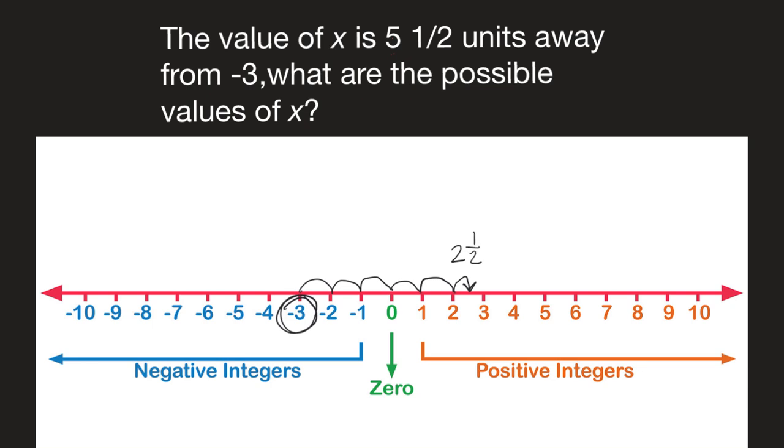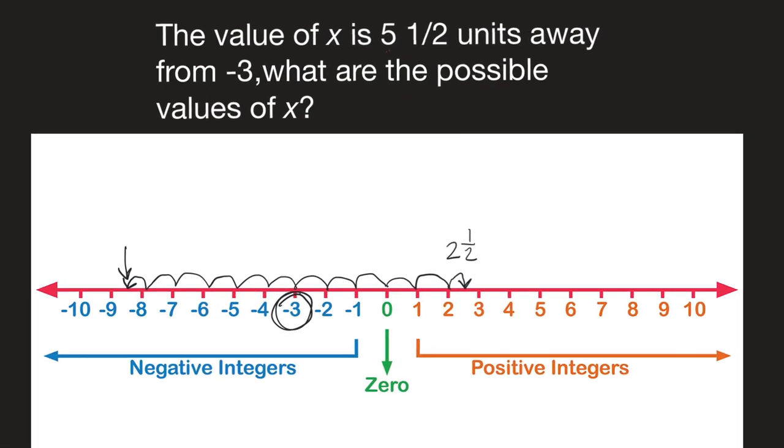And then I'll go to the left-hand side, and I'll go 1, 2, 3, 4, 5.5 right there. And you've got to be careful about this. That value is in between -8 and -9. So that's -8 and 1/2. So the two answers in this case are -8 and 1/2 and 2.5.